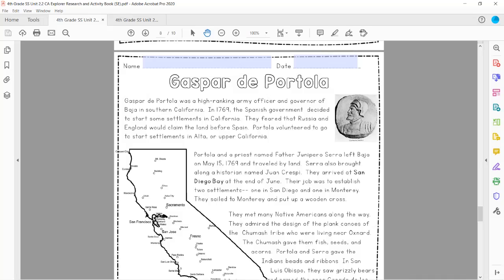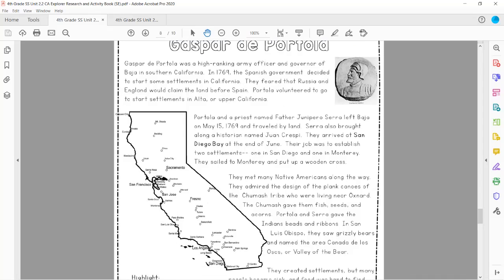Portola and a priest named Father Junipero Serra left Baja on May 15, 1769, and traveled by land. Serra also brought along a historian named Juan Crespi. They arrived in San Diego Bay at the end of June. Their job was to establish two settlements, one in San Diego and one in Monterey. They sailed to Monterey and put up a wooden cross.